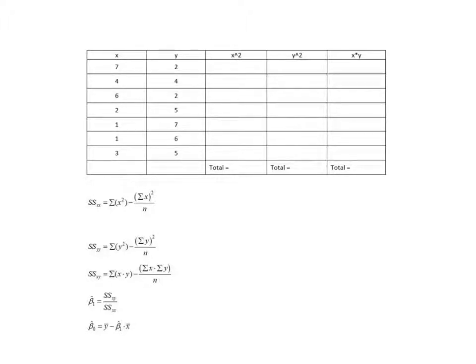fill in this table. You want to square all your x's, and of course these would be 49, 16, 36, 4, 1, 1, and 9. Square all your y's. 2 squared is 4, 4 squared is 16, and so on. And then multiply all of your x's by your y's. So 7 times 2 is 14, 4 times 4 is 16, and so on.